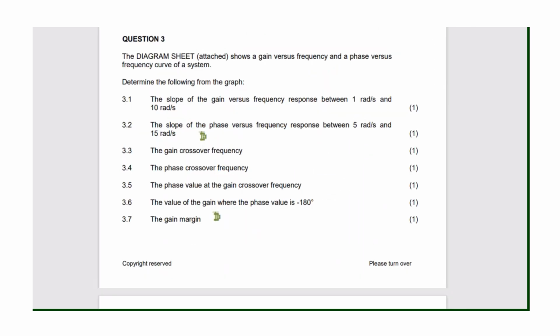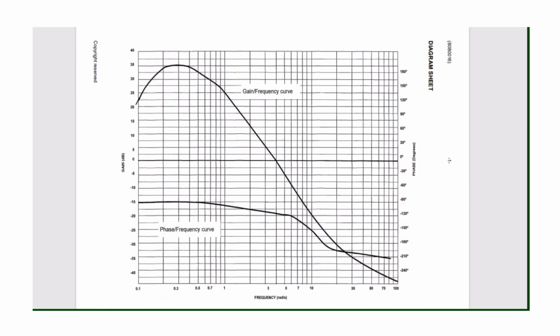Now let's go. First question: the slope of the gain versus frequency response between 1 and 10. You see, this time they use the word slope. Remember, slope is the same as cut off. So we just take final minus initial between 1 and 10. And remember, this time they told you gain, but when they say cut off, they don't say gain, they just say cut off. So you must know it's gain.